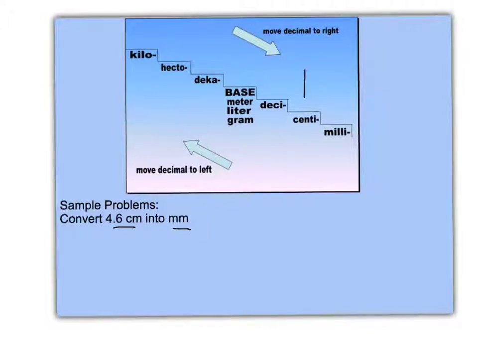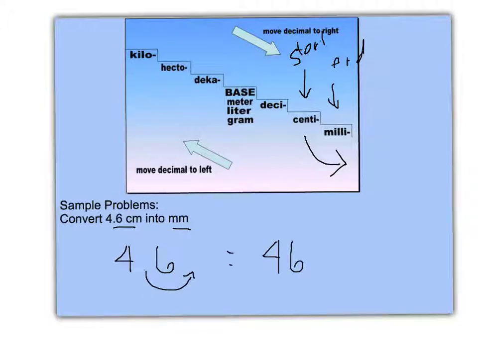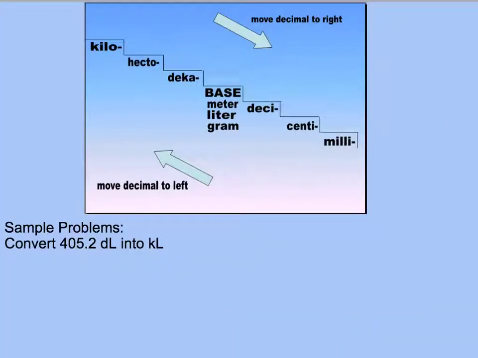There's centi, that's our start. Here's milli, that's our end. So it looks like we are going to move our decimal to the right. So let's see what happens. We take 4.6, we move our decimal to the right 1, and that gives us 46 millimeters. And it's just that simple. Wow, okay, good. Let's try.